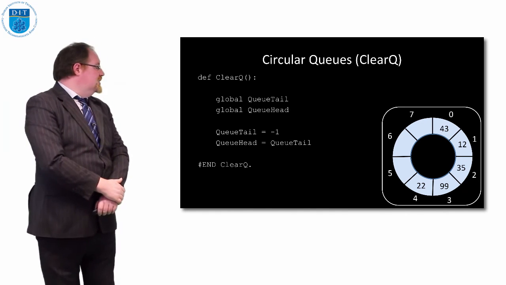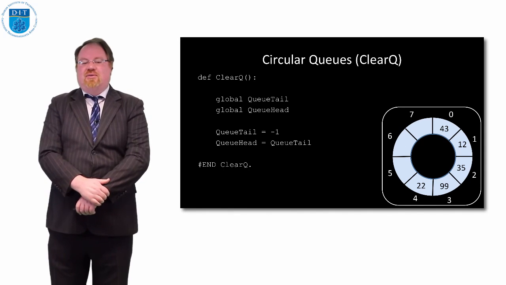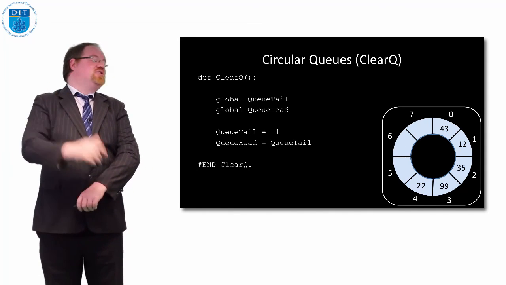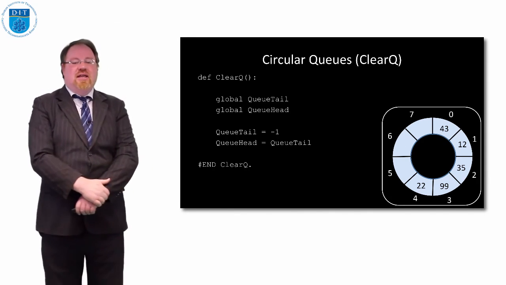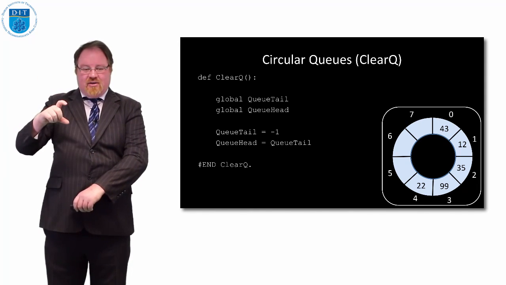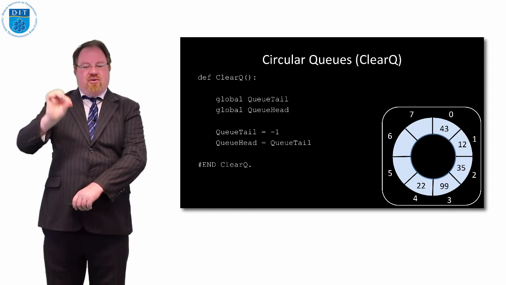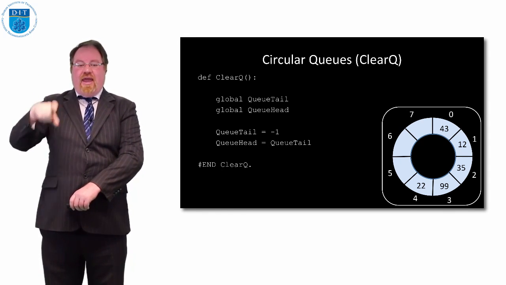How do we clear the queue? It's simple. We set queue tail to be -1, and we set queue head to be equal to queue tail. Again, because we're changing both of the values of queue head and queue tail in Python, we must declare these as global. Otherwise, queue tail would be set to -1 and queue head would be set to -1 as well in this method.